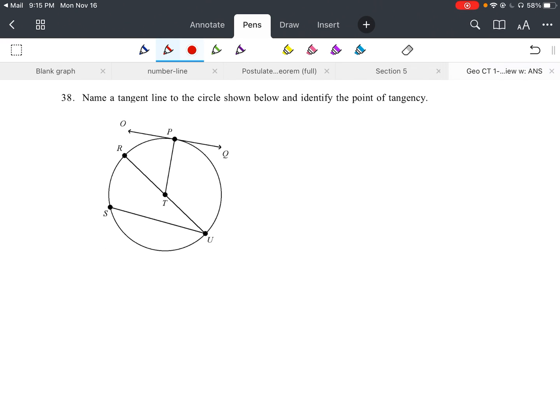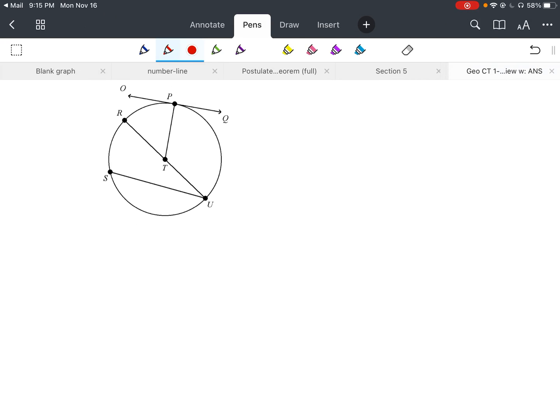Name a tangent line to the circle and identify a point of tangency. The tangent is the one that shoots out of the outside, so that is line OQ, I guess. And the point of tangency is P. All right. Oh, 2 more, I can smell it.